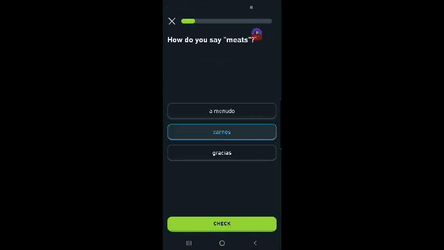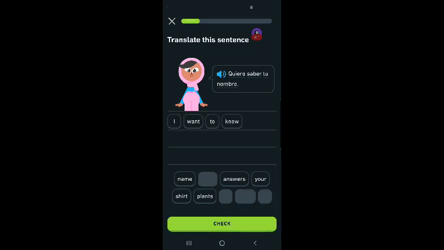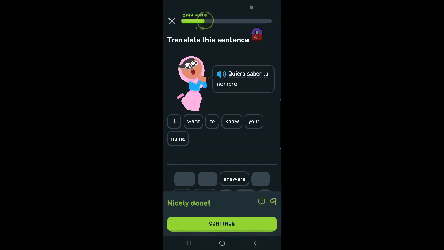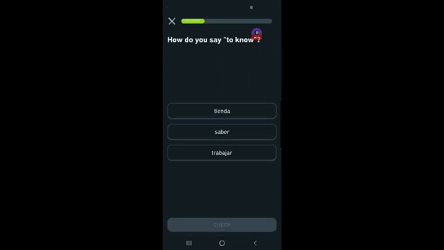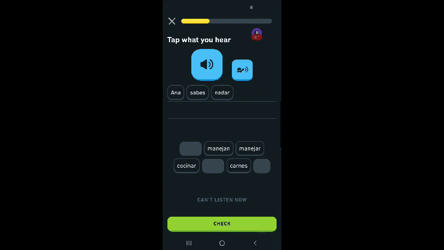How do you say meats? Carnes. Quiero saber tu nombre. I want to know your name. How do you say to know? Saber. Ana, ¿sabes nadar? Ana doesn't know squat. Oh. Ana, do you know how to swim? Do you know how to swim?